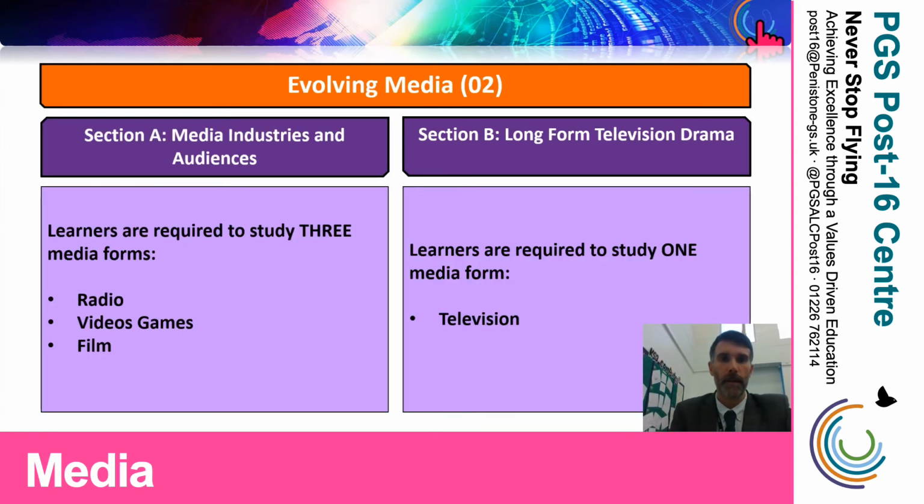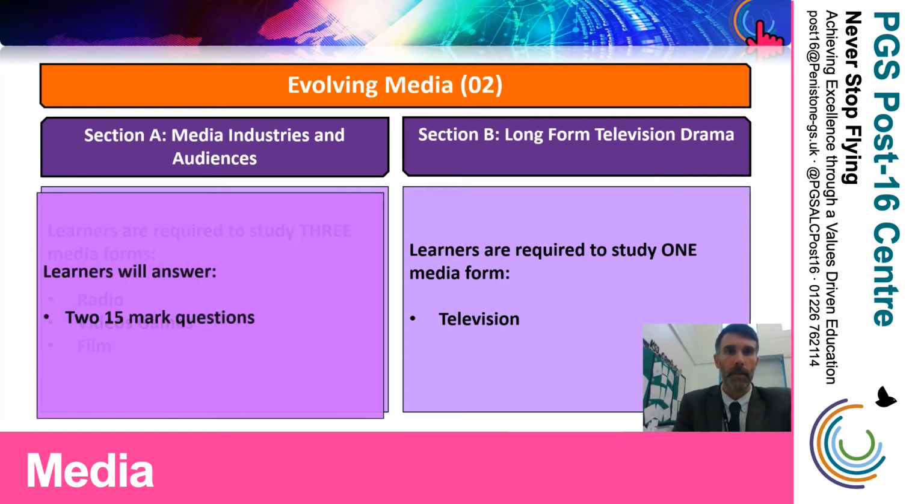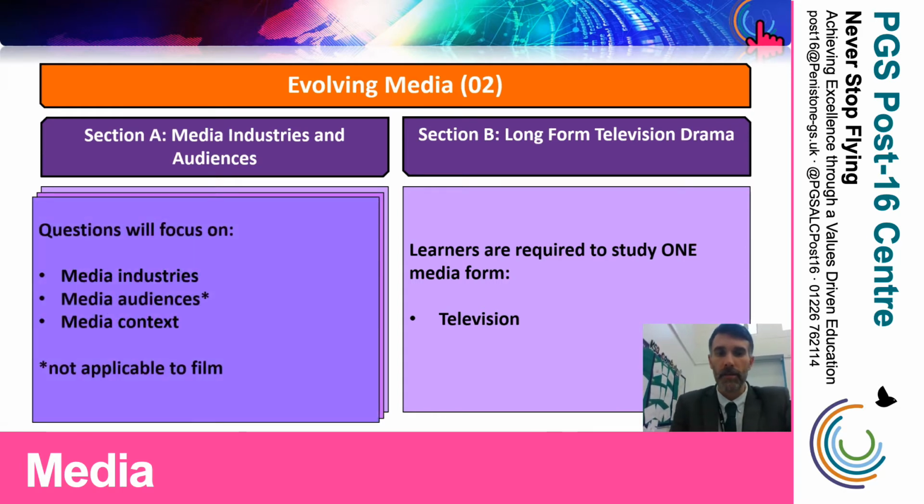So for the second exam, Evolving Media, in Section A, students will look at media industries and audience. Students will study 3 forms of media. These will be radio, video games and film, 3 areas that we know your child will enjoy. In the exam, the questions are split down into 2 15-mark questions, with students reviewing media industries, audiences and context, but audiences will not apply to the film section. In this part of the exam, students will answer questions about political, cultural and economic context influences and how digital convergence impacts on games.